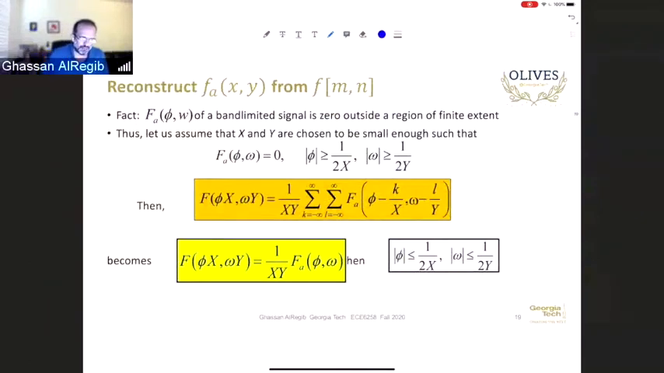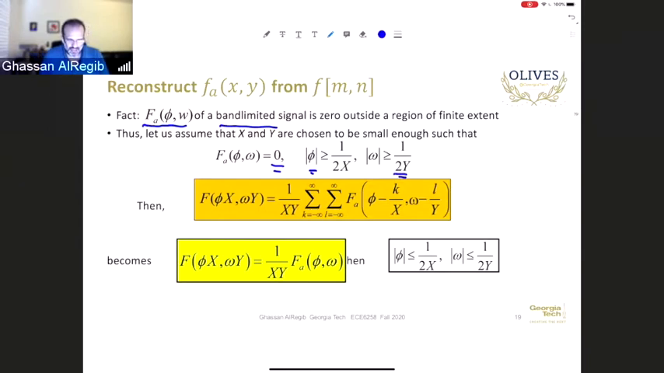So now we can make an assumption that F sub A is really a band limited signal. That means it is zero outside a certain region. And here is the relationship: equal to zero when phi is larger than or equal to 1 over 2x and omega is larger than or equal to 1 over 2y. So basically it's band limited between negative 1 over 2x and 1 over 2x in the x direction, or the phi direction, and between negative 1 over 2y and positive 1 over 2y in the y direction.